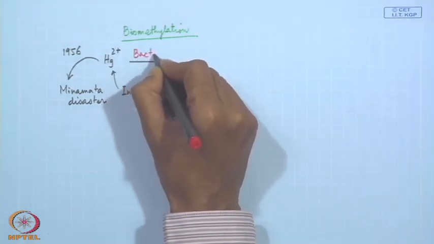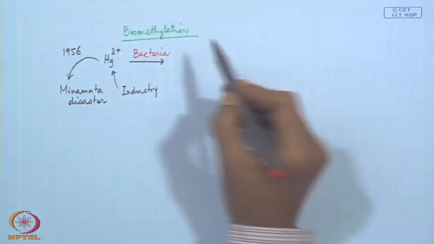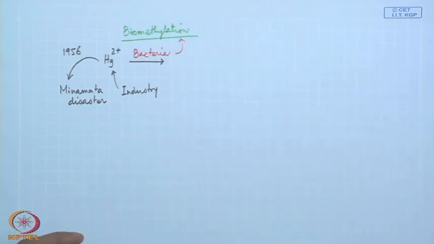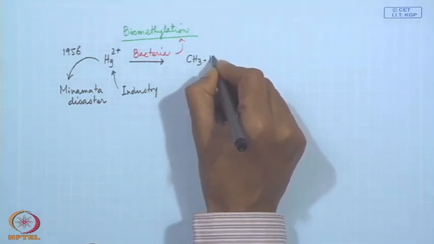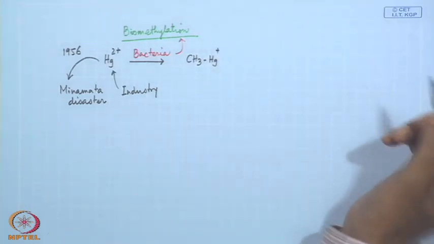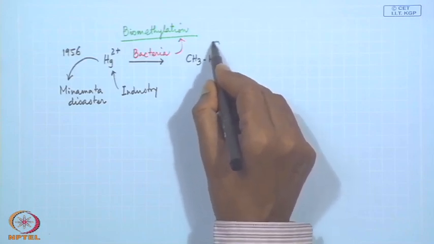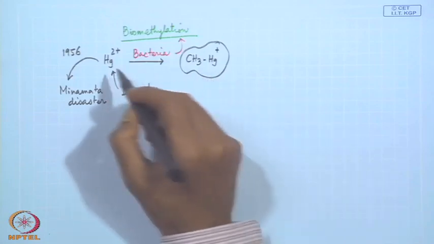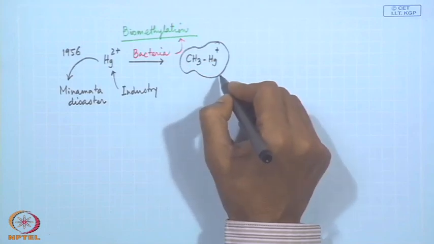So, bacteria were available in sea water, sea bacteria particularly, for this biomethylation reaction, where Hg2+ is converted to methyl mercury. This particular species, having a metal-carbon bond, can be considered an organometallic species, but it is much more deadly than the mercuric ion itself, because it has some other property.